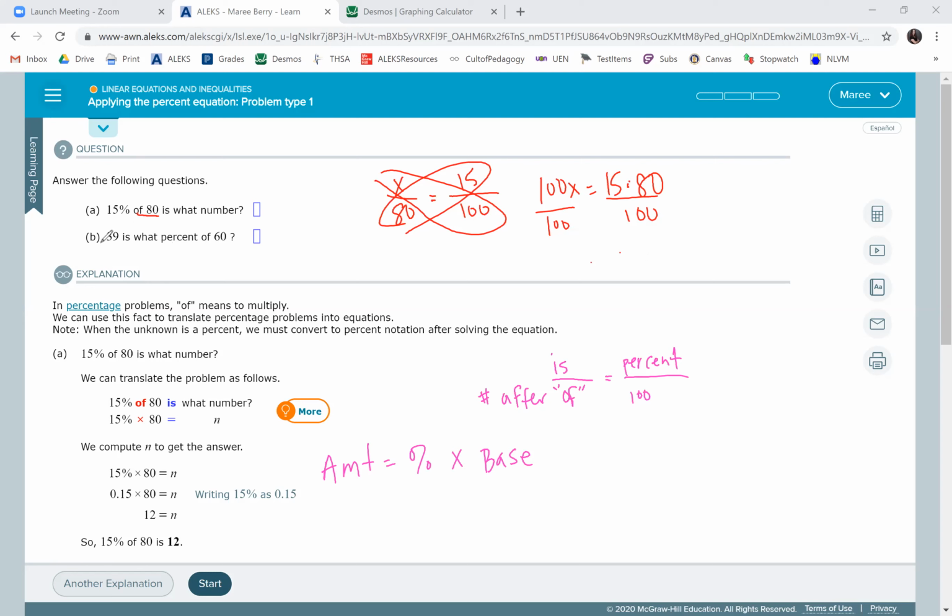Okay, the second one, 39 is what percent of 60? So we don't know the percent, so I put a P here over 100. Of, there's that word of, and then is going to be 39. When you cross multiply, you get 60P equals 39 times 100. And when you divide by 60, they had a fraction right here, and then they had to times by 100 to get it to the percent. But when you do it this way, you just get it right in the percent, and you just have to remember to label it percent.